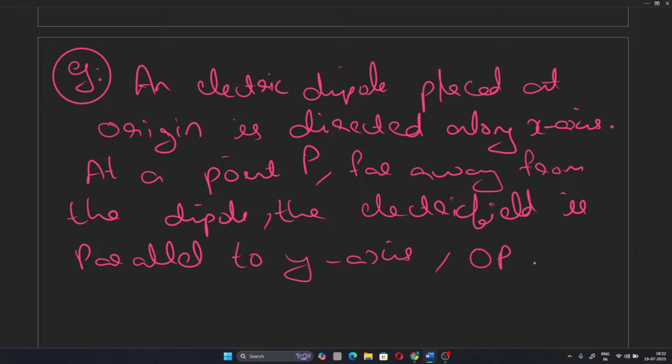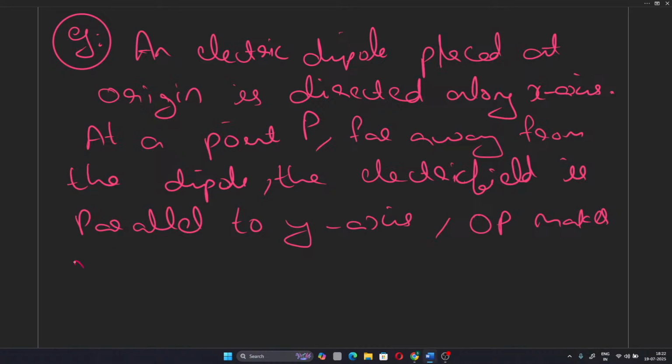OP makes an angle theta with the x-axis. Okay, let's read the question again.